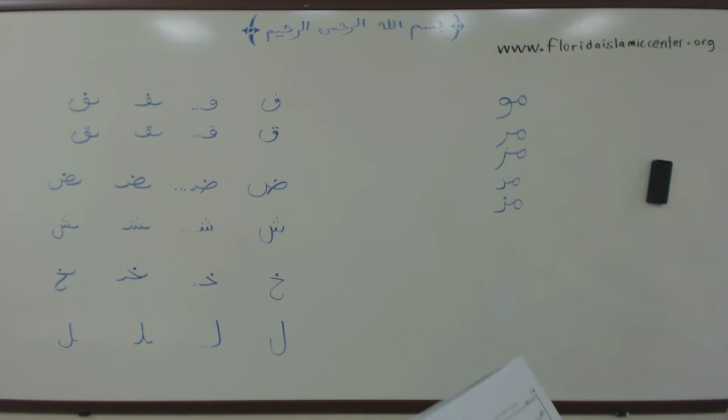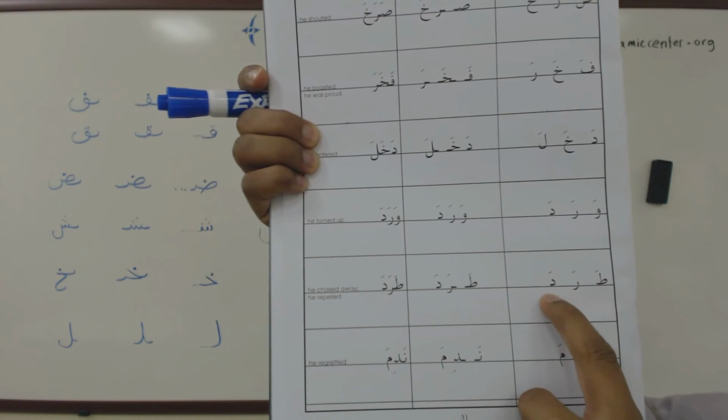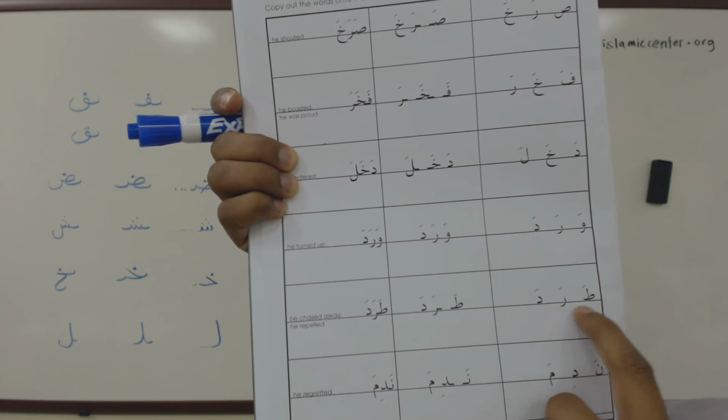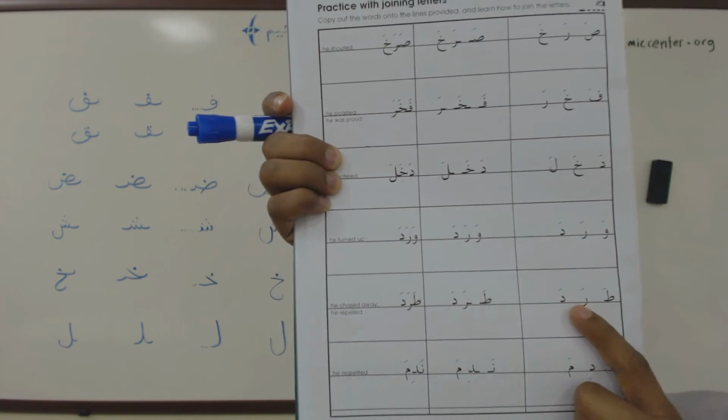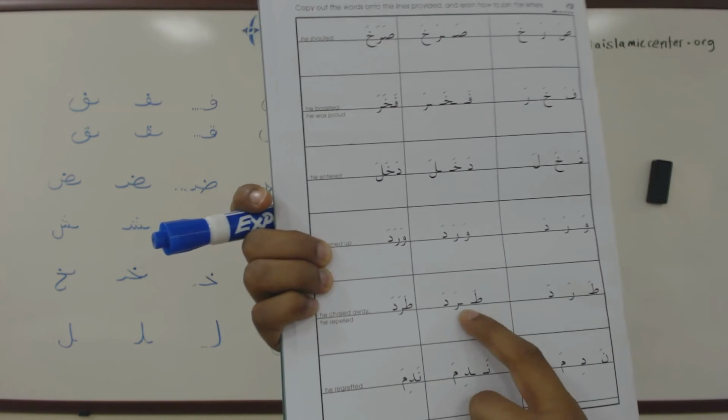Okay, let's keep going. Tarada. So how many round letters are there? Two. Ta, ra, tarada. Very good.